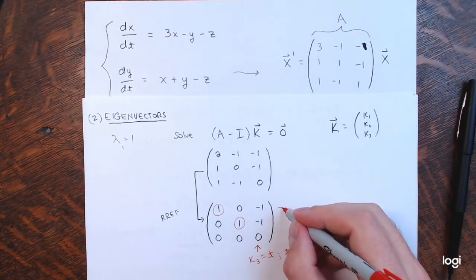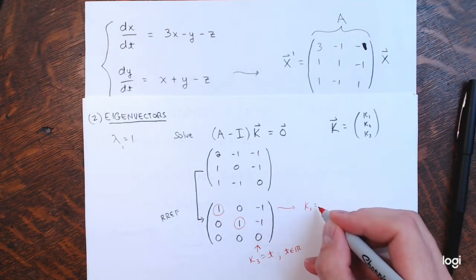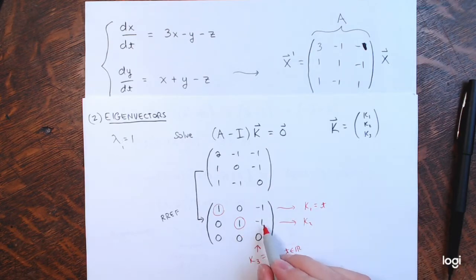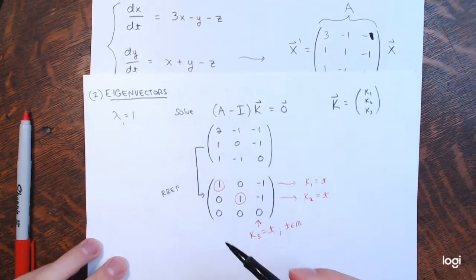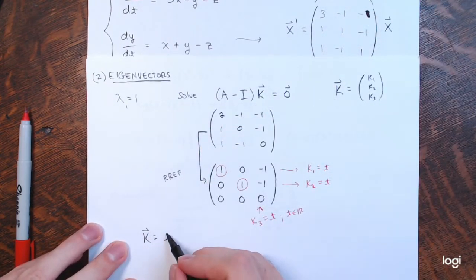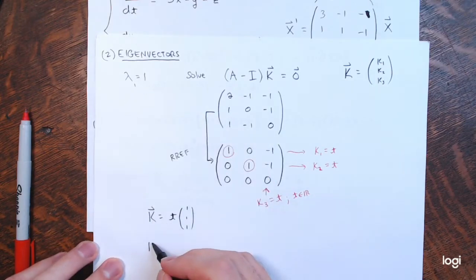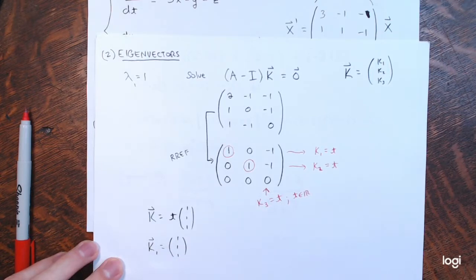Then from the first row we have k1 minus t equal to 0, so k1 would be equal to t, and same thing for k2, right? From the second row, k2 minus t would be equal to 0, so k2 would be equal to t as well. So the solutions of this equation, the vectors k that make this true, are t times the vector 1, 1, 1. And obviously the simplest one of these, which since this is lambda 1, I'll call k1, is when t equals 1, just 1, 1, 1. Alright, so here's a solution to the system.